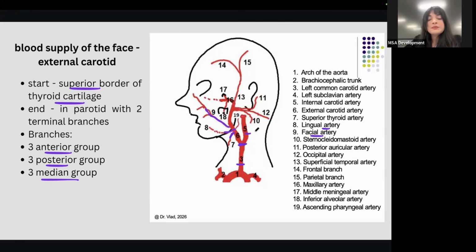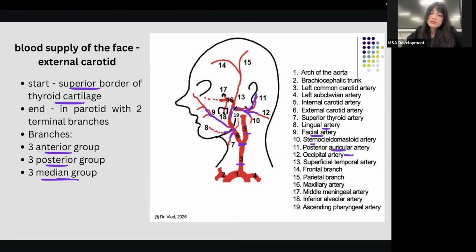That's the facial artery. Okay, and then it goes a little bit up over here, and then it gives off 3 posterior branches. So number 10 is the sternocleidomastoid artery. Number 11 up here is the posterior auricular artery, and number 12 is the occipital artery. Okay, and then you have the median group.